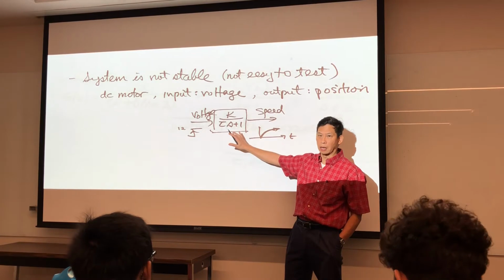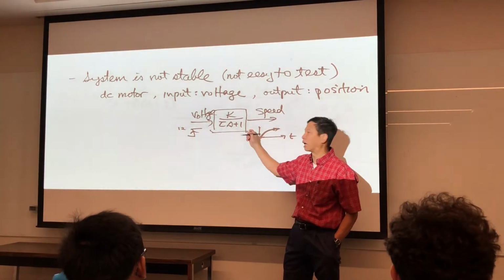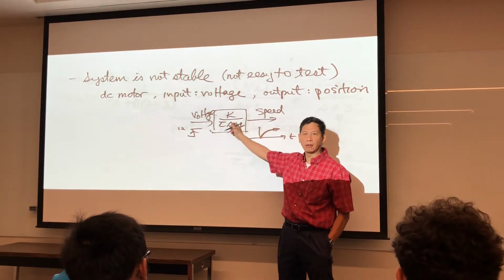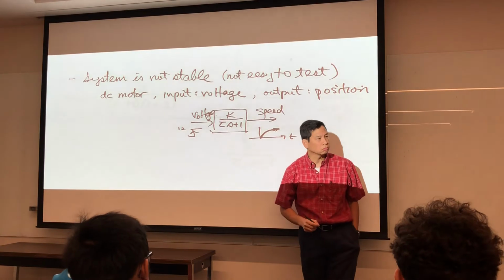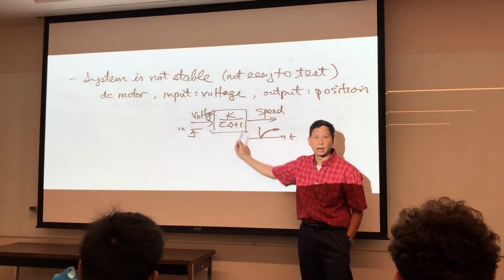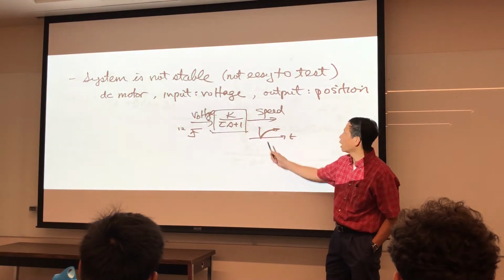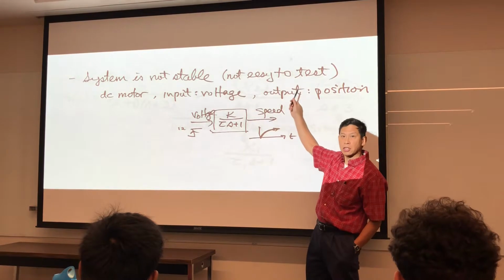This is not analytical modeling. This is empirical modeling. I put in an input, I get an output, and I say, that kind of looks like it'll fit a model like this. So I'm just going to fit the data to a model. All right, so this would be a model. I don't know K and I don't know tau. But really, I'm interested in position as output.